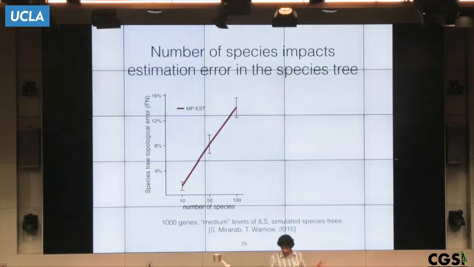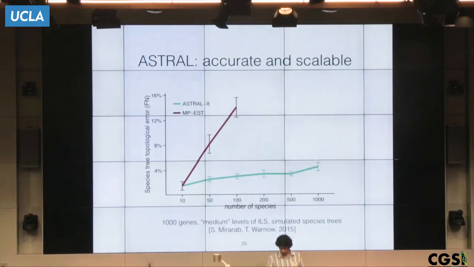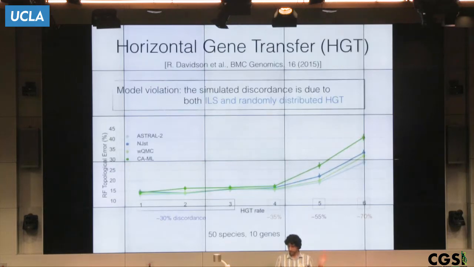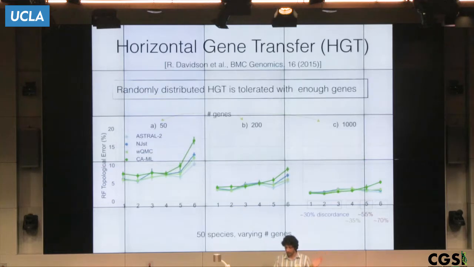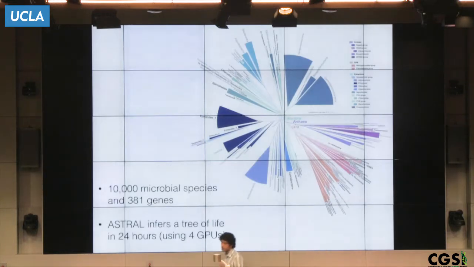So I have some results about ASTRAL. I'm going to skip over them because I don't want to go over the time a lot. It's just showing that in simulations with a large number of species and gene trees, it works very well. And we had some more results I'm going to skip over that basically said even though the method is designed for ILS, in simulations it also works very well when we have horizontal gene transfer, including if we have a lot of horizontal gene transfer. So let me skip over all of that and tell you where we are right now with ASTRAL.